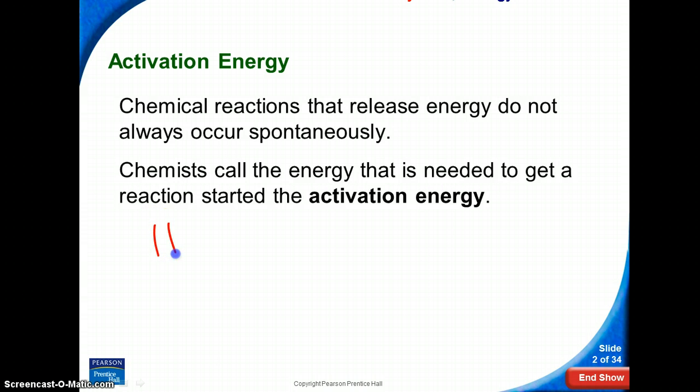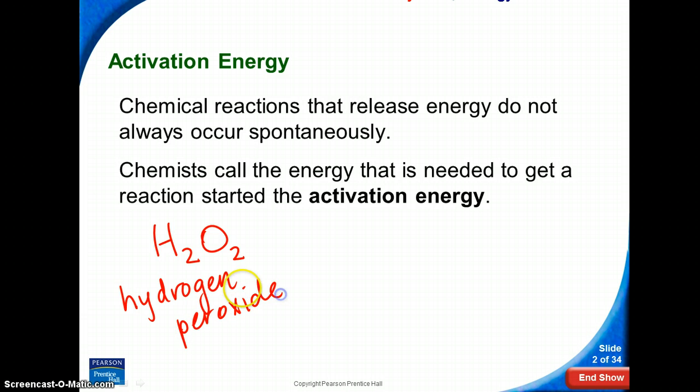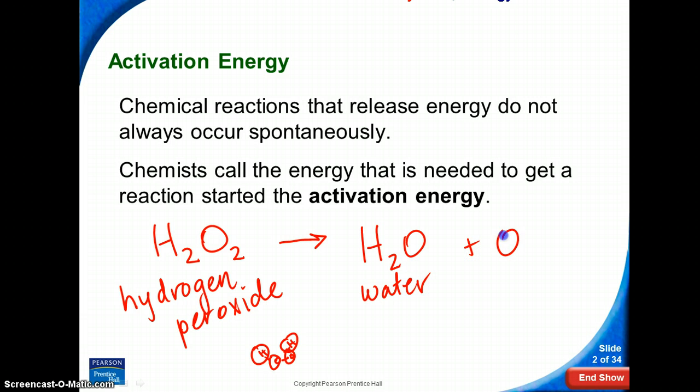In class, we're going to be working with hydrogen peroxide, which has a chemical formula of H2O2. So we'll call that hydrogen peroxide. This is a chemical that has two hydrogens and two oxygens in the center, all connected together. In the lab, or just in everyday life, hydrogen peroxide will naturally break down into H2O, which we know is water, and oxygen.